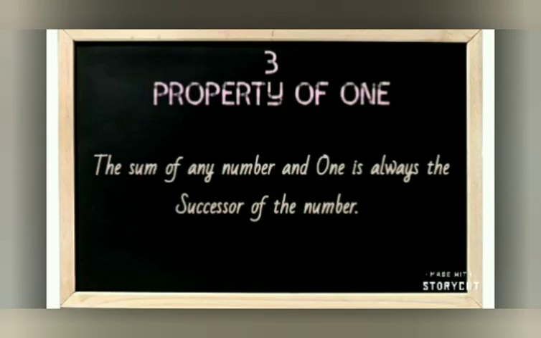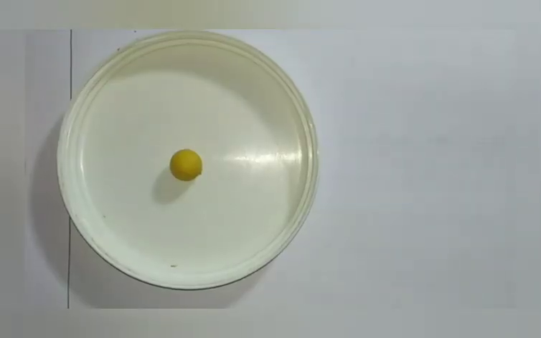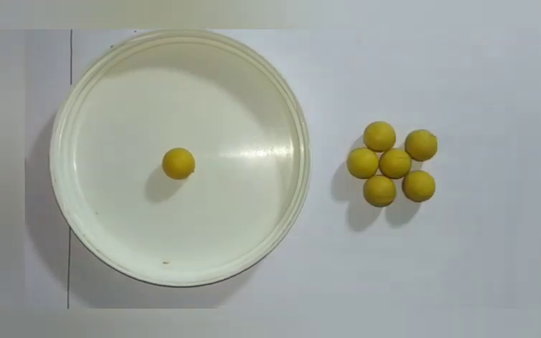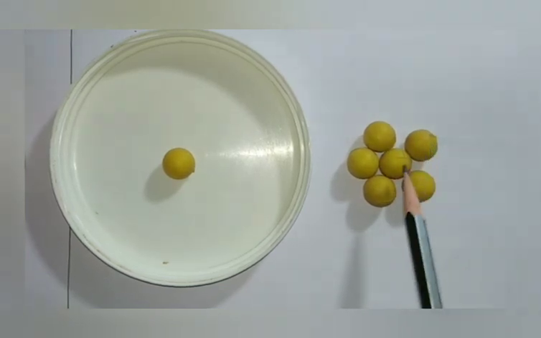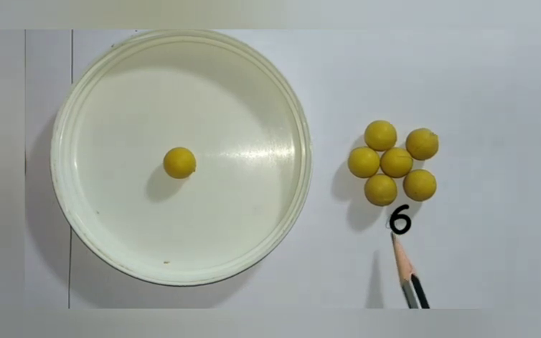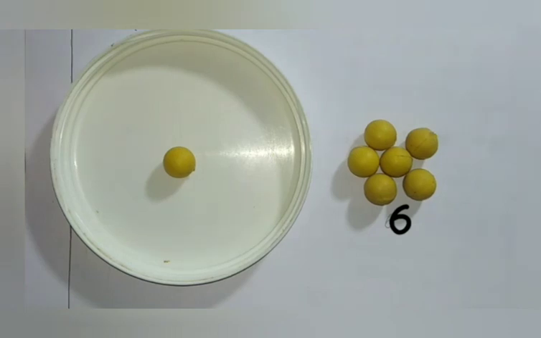Property of 1. The sum of any number and 1 is always the successor of the number. Now let's check for property of 1. So here is the bowl and there is one yellow ball inside it. And also we have 6 yellow balls. 1, 2, 3, 4, 5, 6.